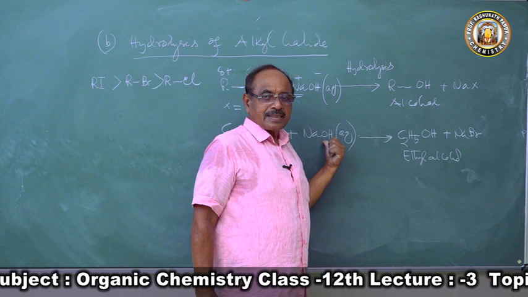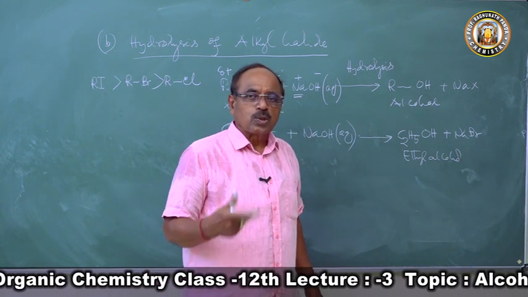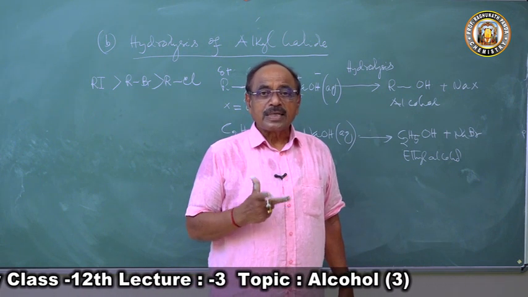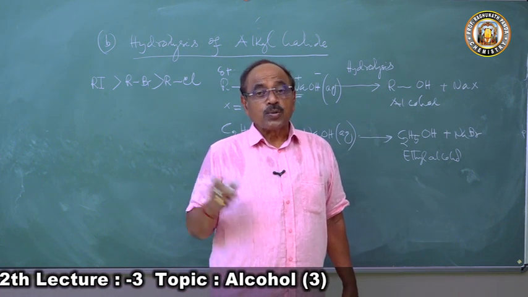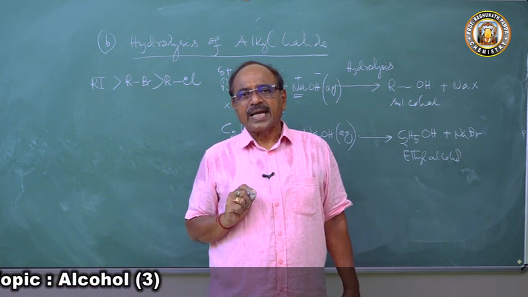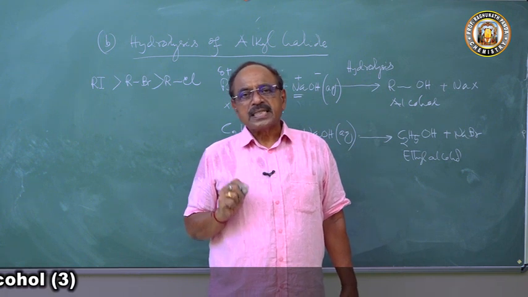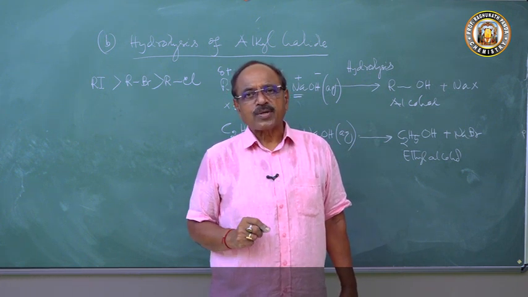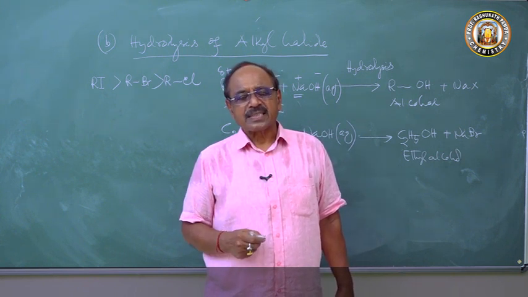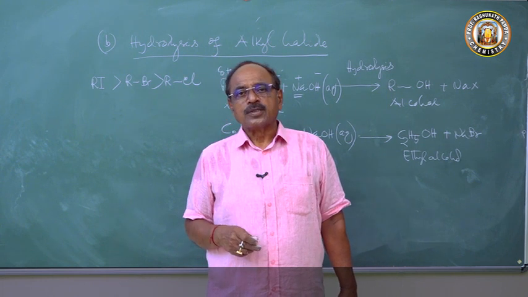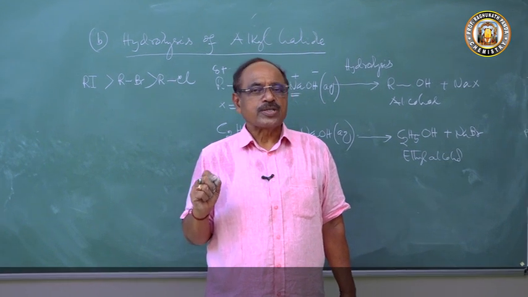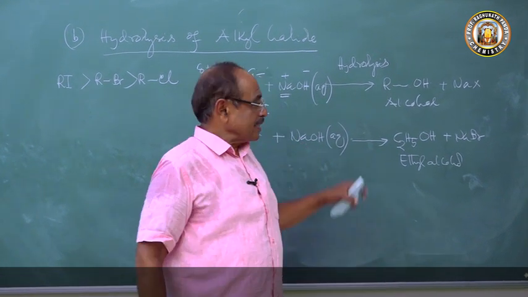Sodium hydroxide is there. Then what will happen? The sodium hydroxide slowly will become alcoholic sodium hydroxide. We have studied in our alkene chapter, when an alkyl halide is treated with alcoholic sodium hydroxide, it undergoes an elimination reaction to produce an alkene. That is called dehydrohalogenation. So this is a limitation of this method.